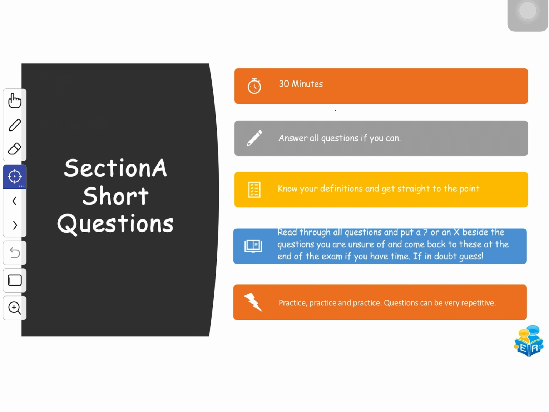And if you're in doubt, put something down, make a guess, because if you leave it blank, you're guaranteed to get no marks, but if you put an answer down, there's a chance you're going to get some marks. So try not to leave any blanks on the paper.